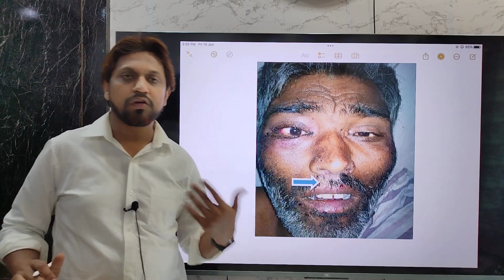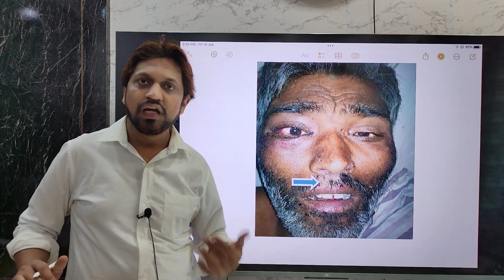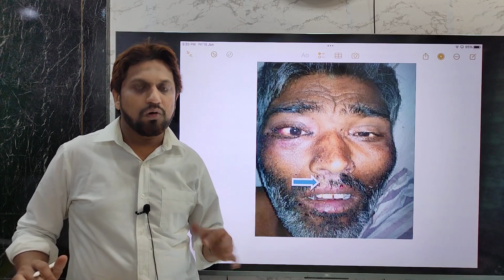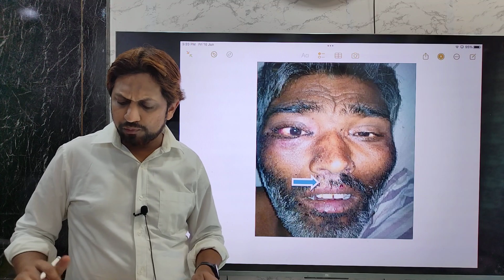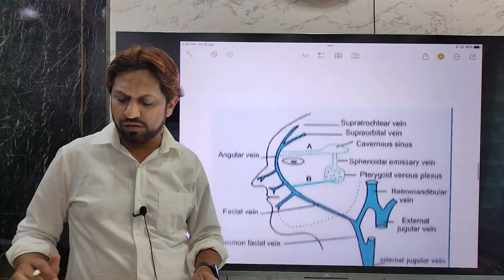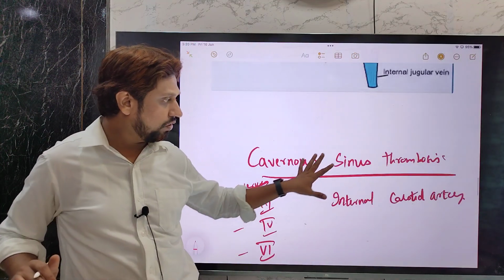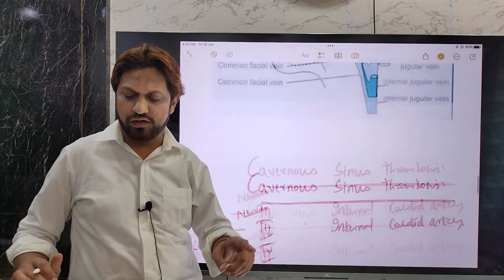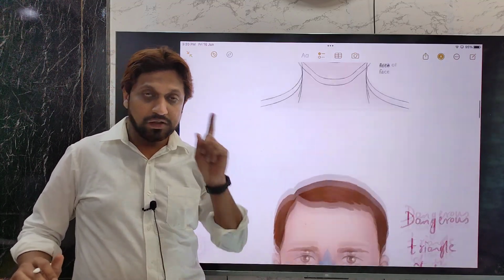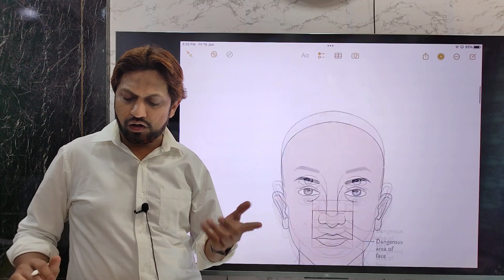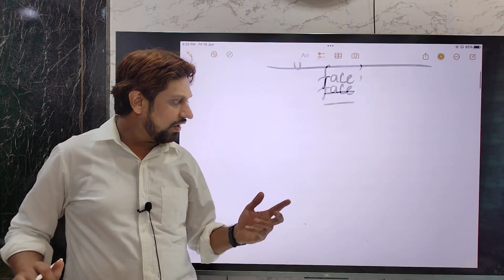Apart from this, there can be fever, headache, vomiting, and periorbital edema. Ptosis, ophthalmoplegia. These are the signs and symptoms of the cavernous sinus thrombosis. We'll discuss this in some other video. Right now, today's topic is the dangerous area of the face, which can be a 3-mark question in ENT or anatomy. So let me revise quickly.